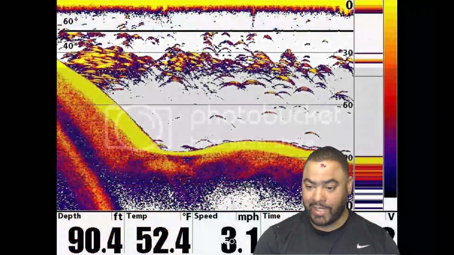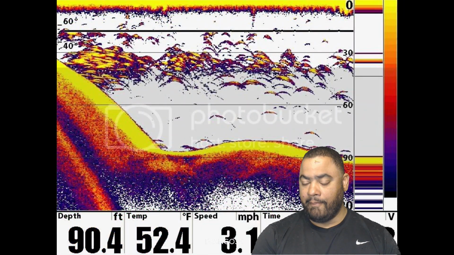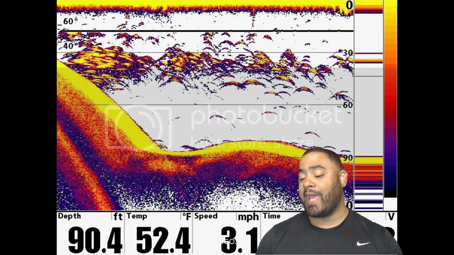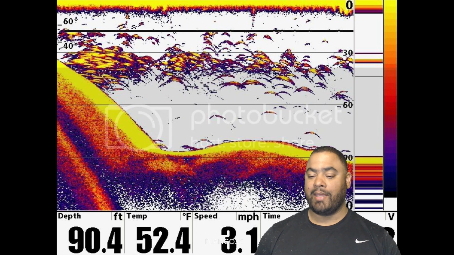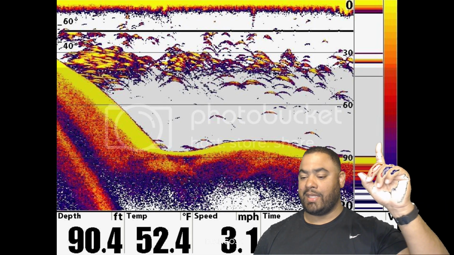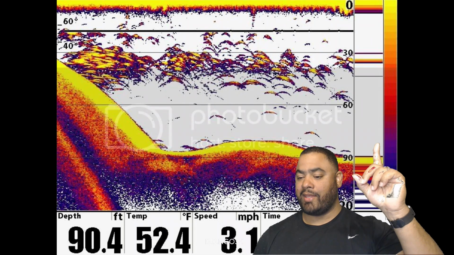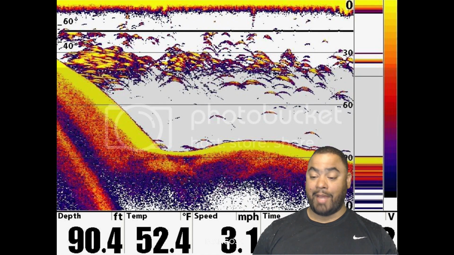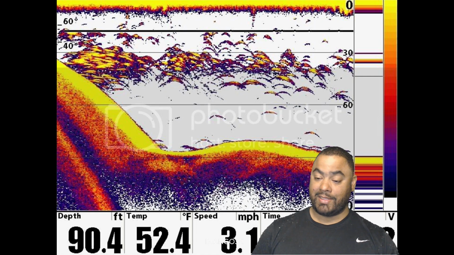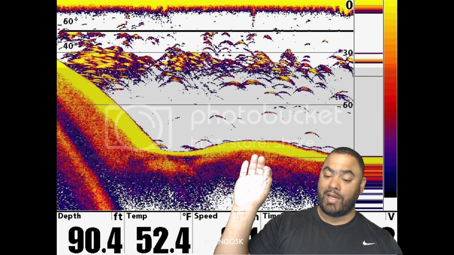Let me go back and show you guys something. One of the most fundamental tools on this graph that a lot of people have but don't use is this A-scope. I don't know if you can see my cursor on the screen. You probably can't. But it's basically this thing right here. This area right here. You see it? It's just a slender rectangular object that goes from the bottom of your graph to the top of your graph. And basically what it does is it represents movement under your boat.